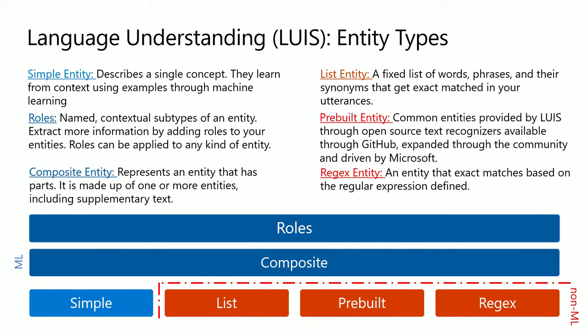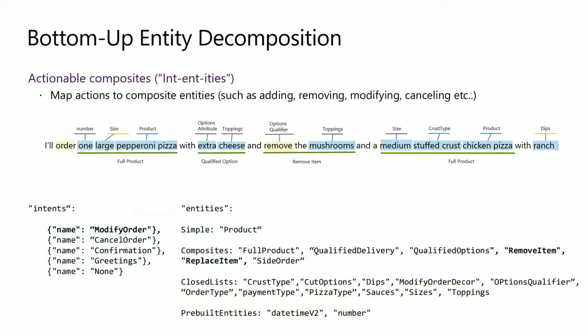So this is a more formal definition of these entity types. I won't run you through that detail. You can more or less read the documentation. But just to highlight the machine-learned simple entity, and there are the non-machine-learned entities: the list, prebuilts, and regular expressions. And decomposition, hierarchy and structure come in the form of composites and roles in the current implementation of LUIS. You can build on top of these basic elements any form of hierarchy that goes to 2 levels. So you can have an entity and a composite. So we only have 2 levels of structure, and we can use actionable composites.